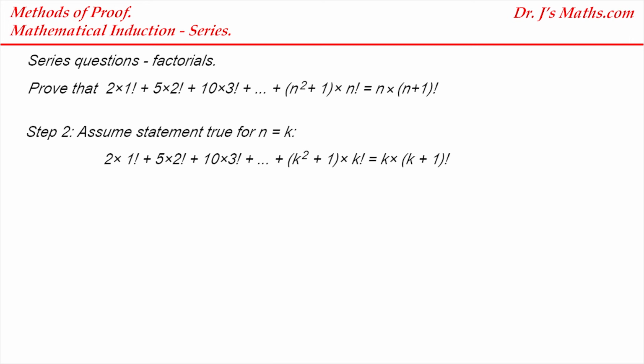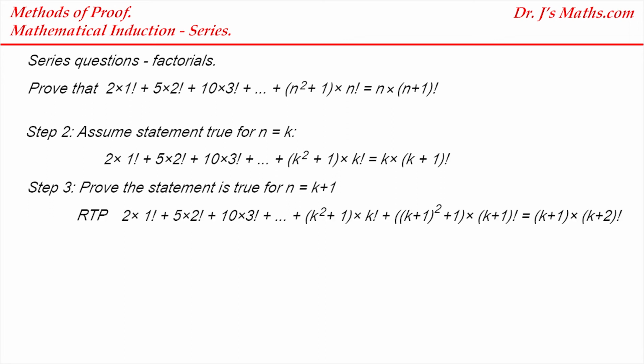Normal procedure. Step 3, we've got to prove the statement is true for n equals k plus 1. So here we've got to change our k's to k plus 1. In the required to prove statement, we've got all the same ones as we had in step 2, plus the additional term, which is now, be careful, the k is replaced with a k plus 1. So we've got (k plus 1) all squared plus 1, times the (k plus 1) factorial, be really careful with that one, equals (k plus 1) times, now the bracket is k plus 1, which is (k plus 2) factorial.